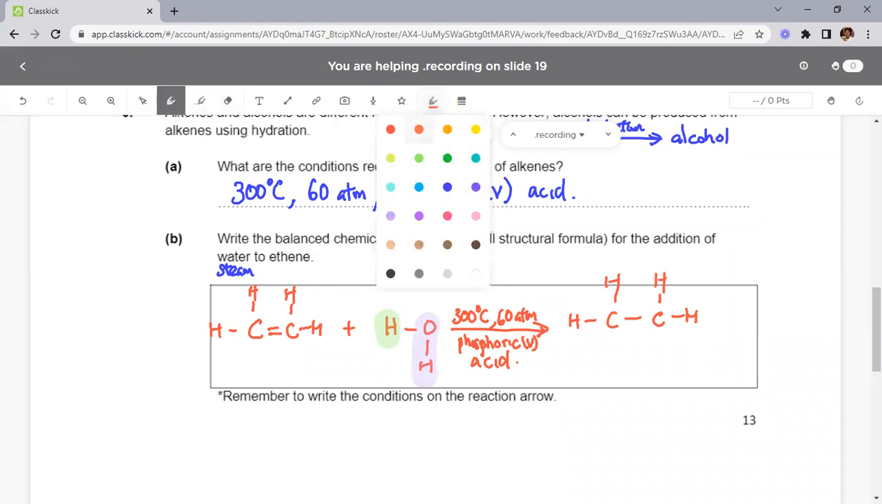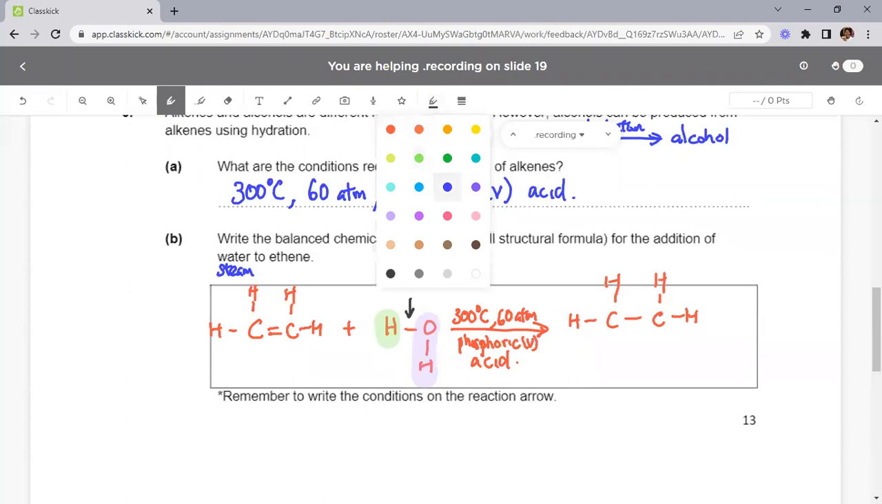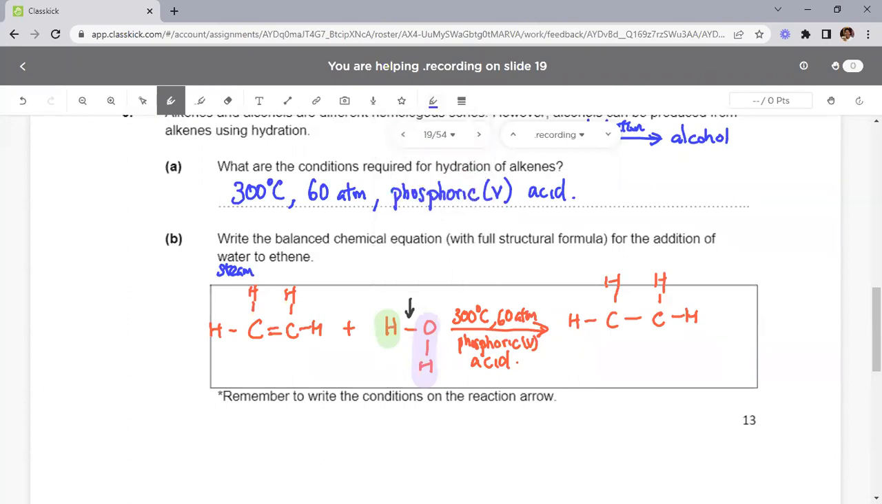Hence, if I were to look at it like that, the bond which I'll be breaking is actually this bond over here for water. Okay, so once I break this bond, you realize how the whole thing will attach. The carbon on the left-hand side will be attached to the hydrogen. The carbon on the right-hand side will be attached to the oxygen, which is attached to the hydrogen.